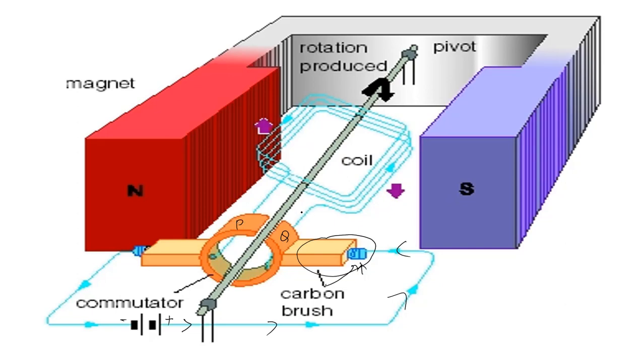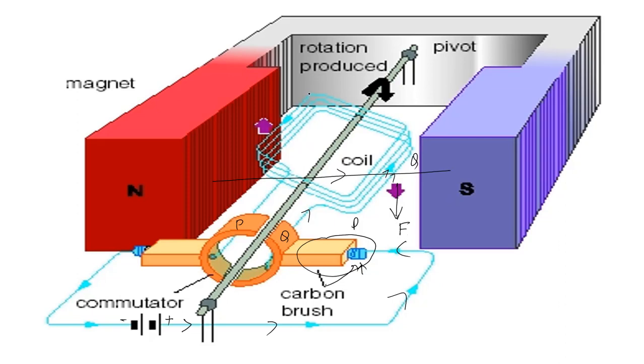Now when the current is passing over here, you can see this is the direction of current. The direction of current is, suppose, from P to Q, and the magnetic field is from north pole to south pole. So if we use Fleming's left hand rule, the force on this will be downwards. So the PQ part is experiencing a magnetic force vertically downwards.